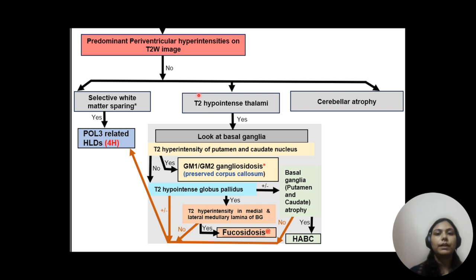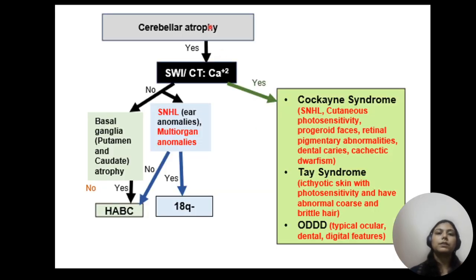If there is T2 hypointense thalami, then we have to look at the basal ganglia. And as we discussed earlier, depending upon the presence of hyperintensity or hypointensity of the basal ganglia or basal ganglia atrophy, we can classify these disorders. Whenever there is presence of cerebellar atrophy, look for the presence of calcifications. Those with calcifications can be differentiated based on certain clinical features, and those without calcifications may have atrophy of the basal ganglia as can be seen in H-ABC, or they may have sensorineural hearing abnormalities, or they can have multi-organ anomalies as can be seen in 18q deletion syndrome.